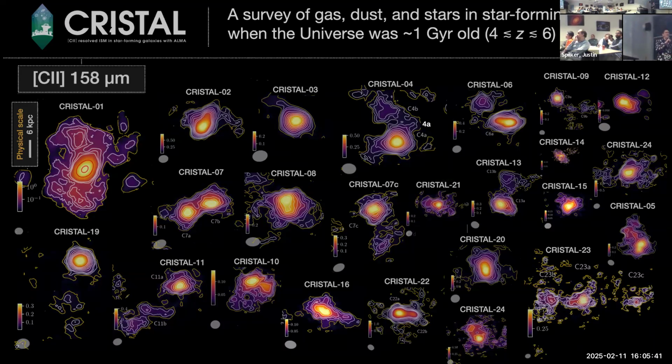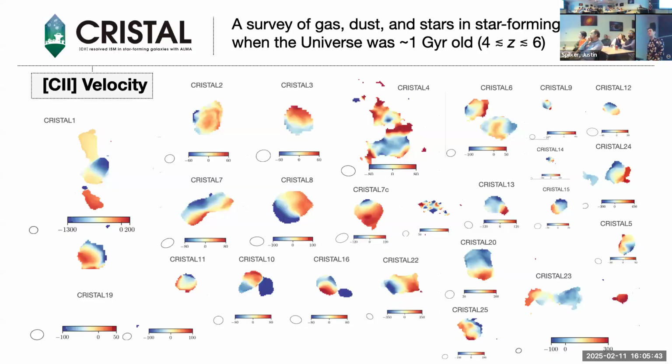So the great thing about doing all of this C+ work is that we can also get the velocity fields out of that C+ line. And so here's the family portrait version of that, where now you can see the diversity of kinematic profiles that we see. Some have this really nice red to blue velocity gradient. That's what you expect for something that's rotating: one side is coming towards you and the other side is going away from you. But you also see some that are kind of a mess, right? So no obvious signs of rotation there.